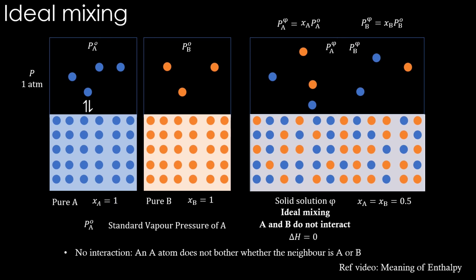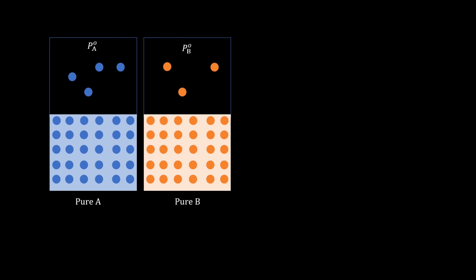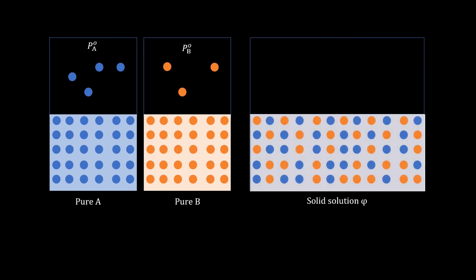Now let's consider a different case. Here the vapor phase has only one blue atom, one orange atom on top of phi. That means the atoms prefer to stay in the solid state more. Why? Because there is an attraction between A and B in the solid state. They don't want to come easily to vapor state. It is fundamentally different from the ideal mixing case because A and B interact. This is called non-ideal mixing.